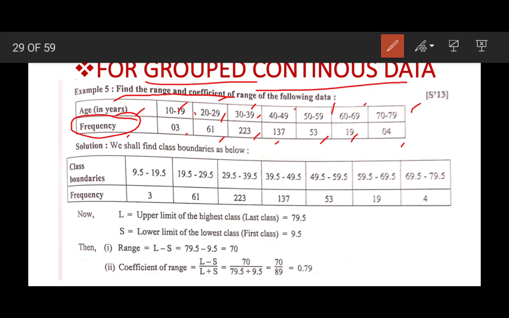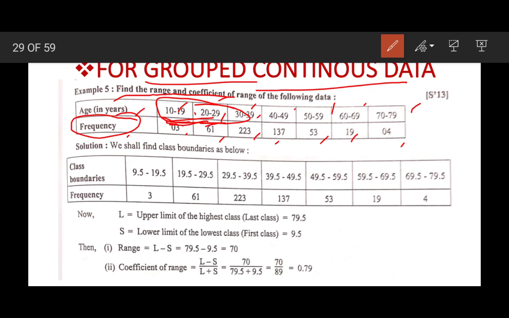Now for this type of data, first thing, just check the class intervals. Check two consecutive class intervals. Here the class interval is 10 to 19 and here it is 20 to 29. So it is a break. It is not continuous. From first to second there is a break. It ends at 19 and it will start from 20.